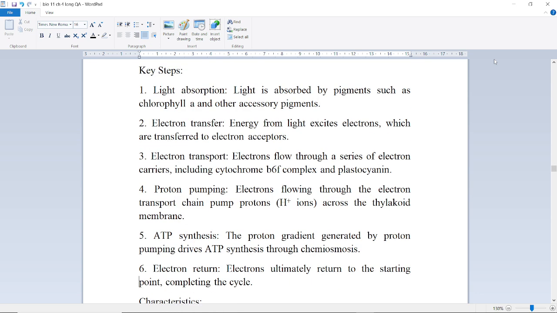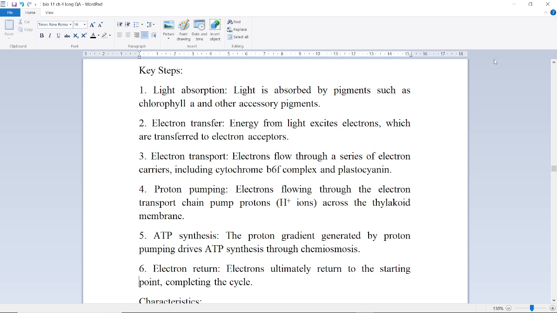Key steps: light absorption. Light is absorbed by pigments such as chlorophyll a and other accessory pigments. Electron transfer. Energy from light excites electrons which are transferred to electron acceptors. Electron transport. Electrons flow through a series of electron carriers including cytochrome b6f complex and plastocyanin.